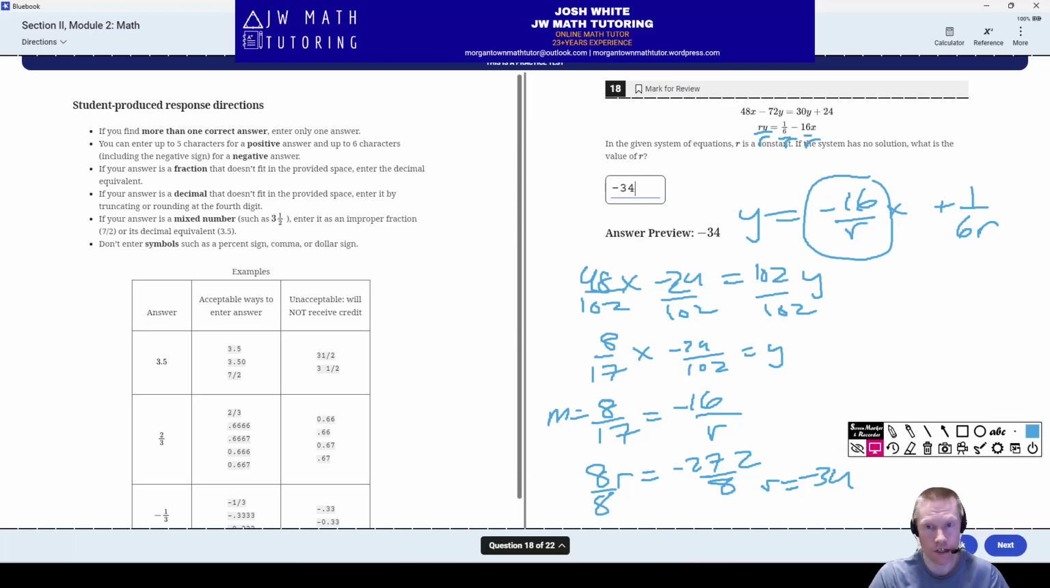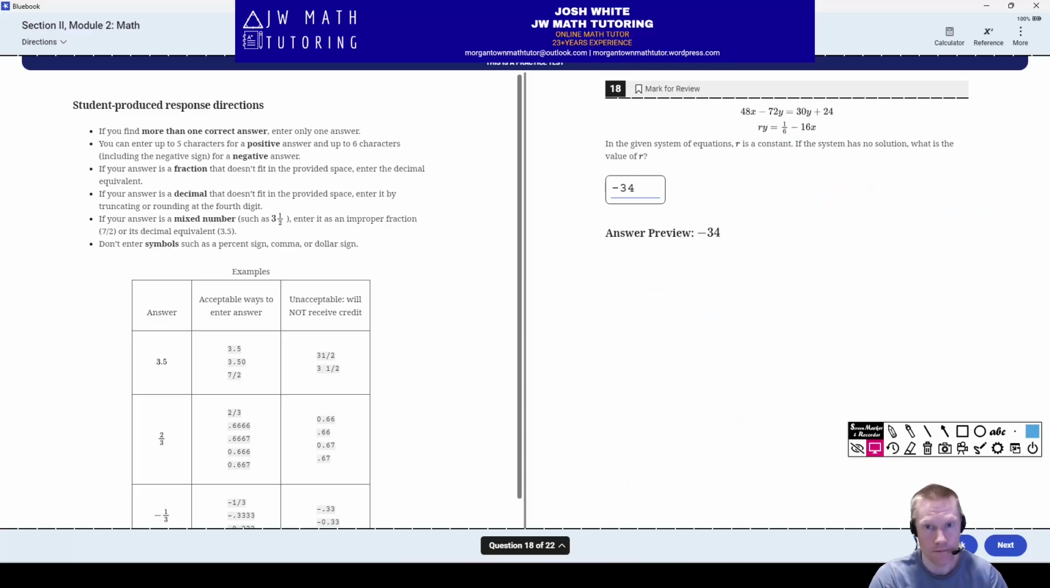And then if you want to check, you can go to Desmos, plug in the r value, and look at the picture and basically see, do they look parallel? And these ones will. So you could use it to check it, but I would not recommend it for the entire solving of the problem.